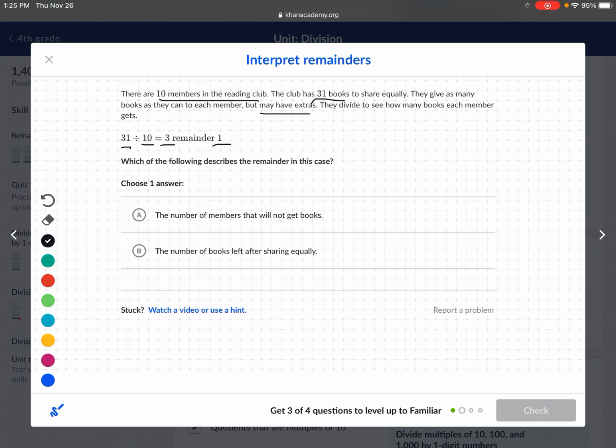Let me break this down. The number of members that will not get books is one choice, or the number of books left after sharing equally. So the remainder must be what? If the remainder is members, one person did not get a book but 3 people did. That will not make sense because there are 10 members. But if there are 3 books for each person, and 1 book is remaining, that makes more sense, right?